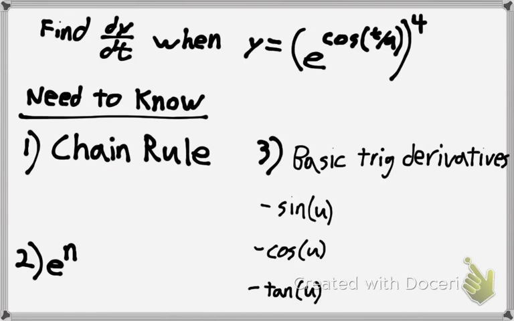For this problem, you have to find the derivative of y when y equals e to the cosine of t over 9, all to the fourth power. Now to solve this problem, there are three basic things that you need to know.